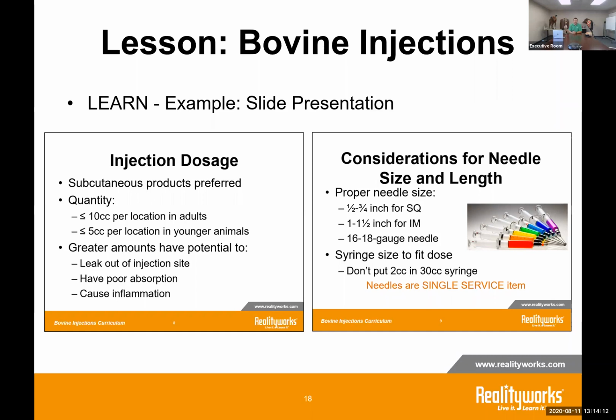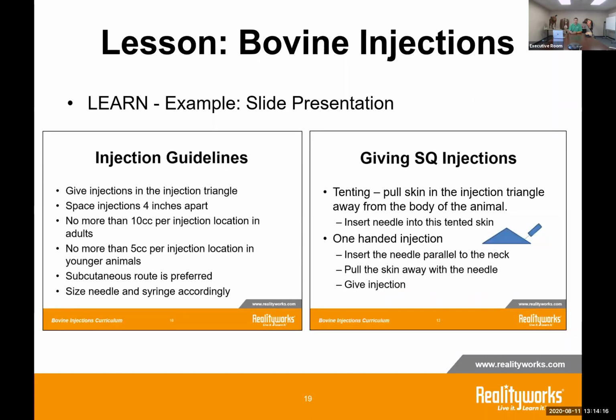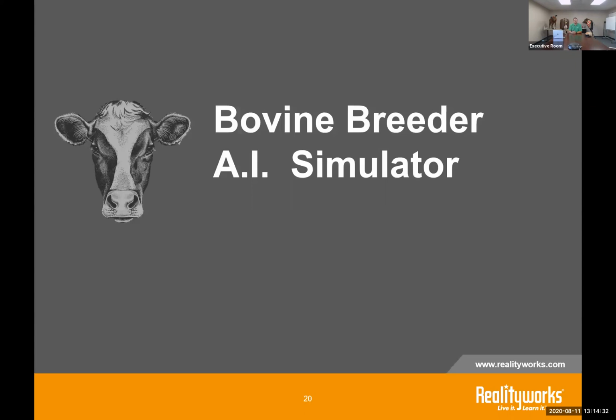Again, we also talk about different guidelines that you need to understand for injections. You also need to learn the proper techniques. An example here of subcutaneous injections is the tenting ability, making sure you can pull that skin up and move underneath and understand where all that is. So those are all different features of our Bovine Injection Simulator. The next one that I'm going to talk about is our Bovine Breeder AI Simulator.